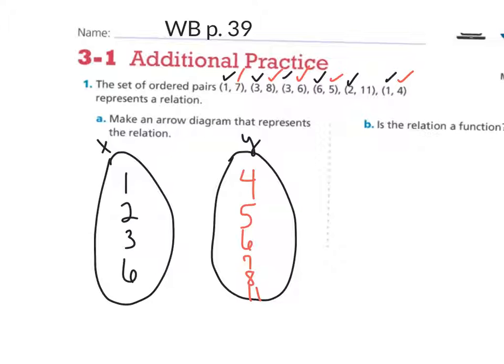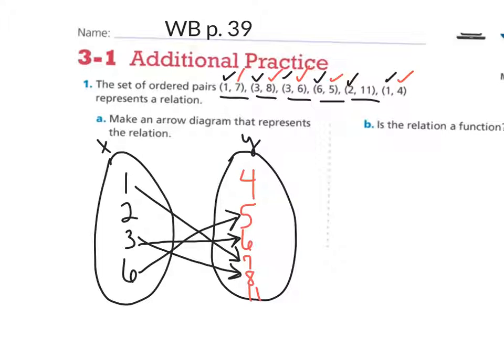And then what we're going to do is draw arrows to make these points. So the first point is 1, 7. So we're going to draw a line from the 1 to the 7. Put an arrow on the end. 3, 8. 3, 6. 6, 5. 2, 11.